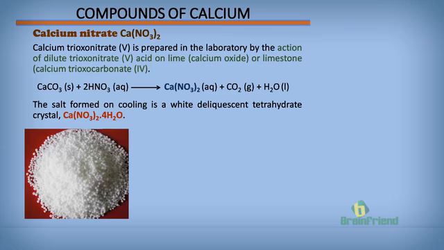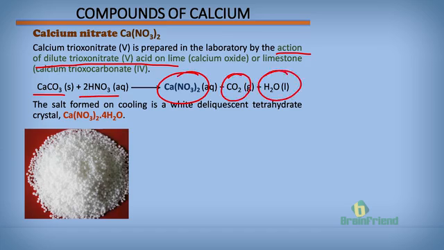Calcium nitrate is another compound of calcium, and it is prepared in the lab by the action of dilute trioxonitrate 5 acid on lime or limestone. So when dilute trioxonitrate 5 acid acts on calcium oxide or on calcium carbonate, calcium nitrate will be formed. So we have here limestone reacting with trioxonitrate 5 acid to give us calcium nitrate, with CO2 and water as byproduct. Now the salt formed on cooling is going to be what?